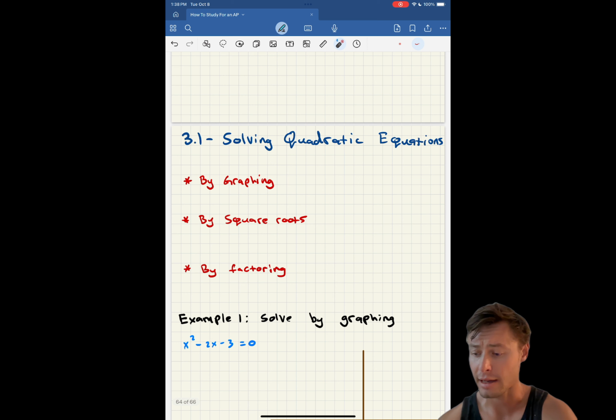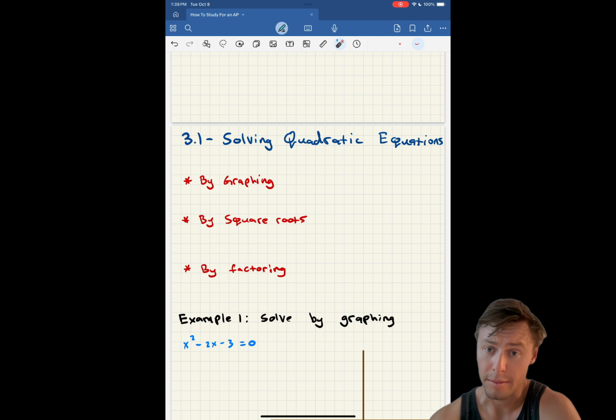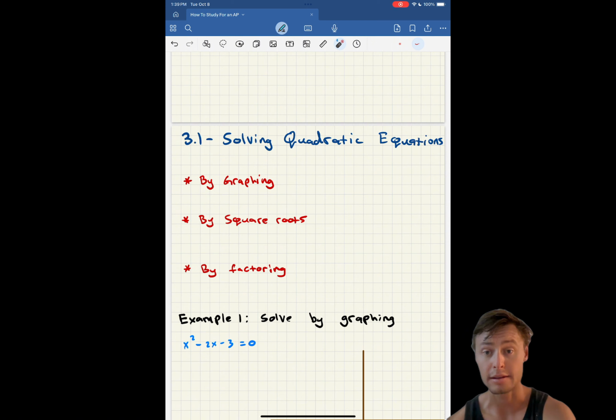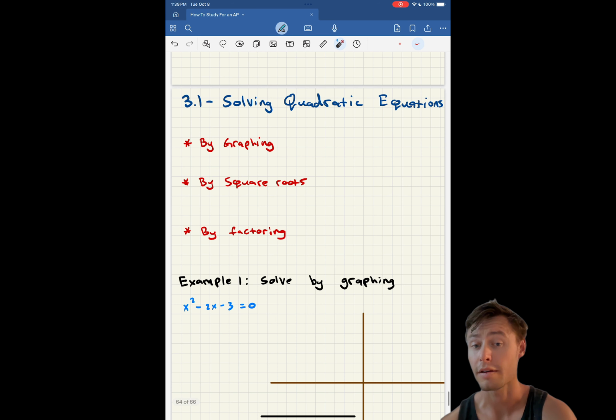Now, in this section, we talk about three different methods to solve quadratic equations. That's by graphing, by square roots, and by factoring. There is a fourth method called the quadratic formula that hasn't been introduced yet. That'll be in a later section. But just know that there are four methods, and we'll talk about three in this one.